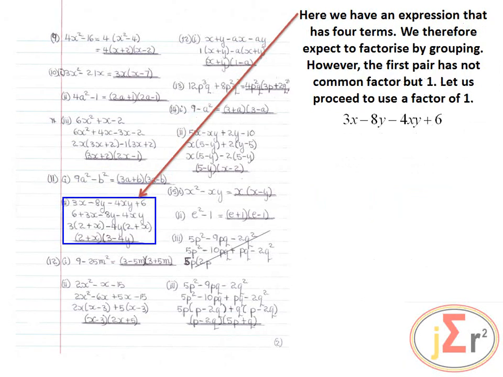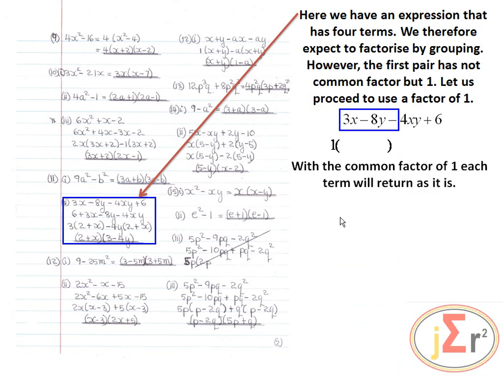What do we have right there? Here we have an expression that has 4 terms. We therefore expect to factorize by grouping. However, the first pair has no common factor but 1. Let us proceed to use a factor of 1. But let us go straight ahead and use it and see what we get.